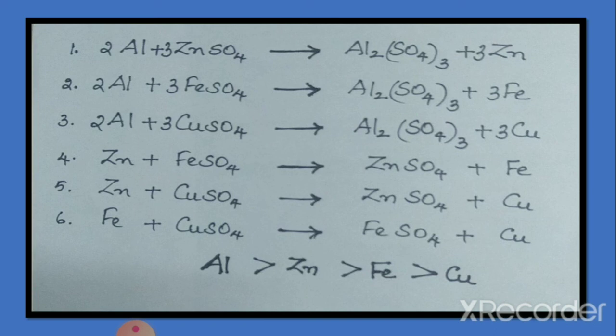Now consider the sixth equation. Here, the blue color of copper sulfate solution changes to pale green due to the formation of ferrous sulfate solution. A reddish brown deposit of copper will also be obtained. So these are the color changes.